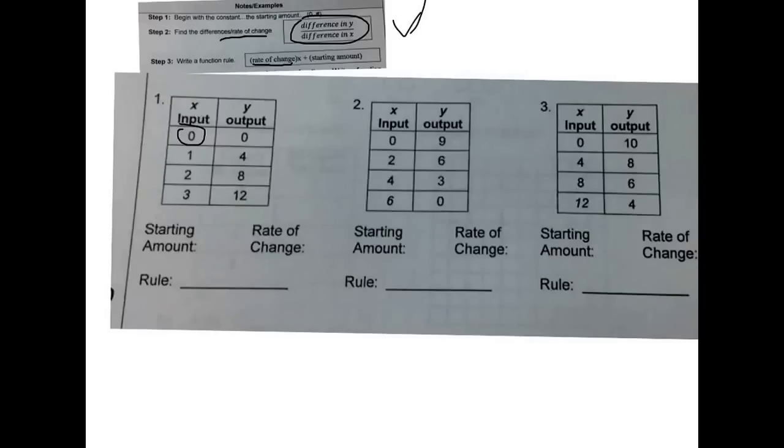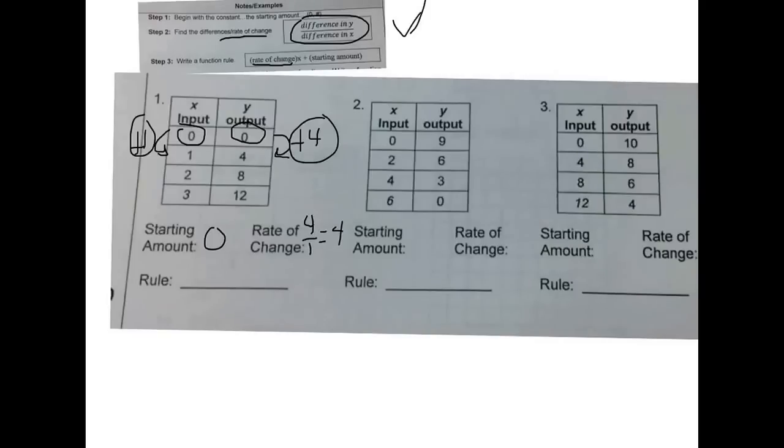So our starting amount in this one at 0, we're at 0. So our starting amount is 0. To get our rate of change, we find the rate of change on the right hand side. From 0 to 4 is a positive 4, and from 0 to 1 is a positive 1. To do our rate of change, we take the change in y, the difference in y, which is this side, divided by this side. So it's 4 over 1, which is 4.